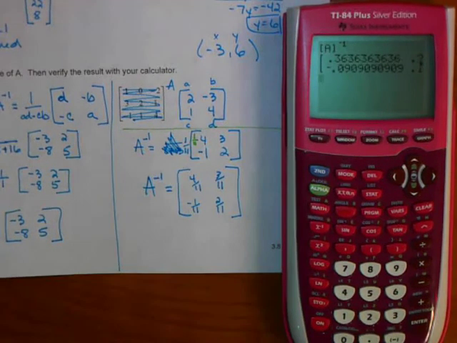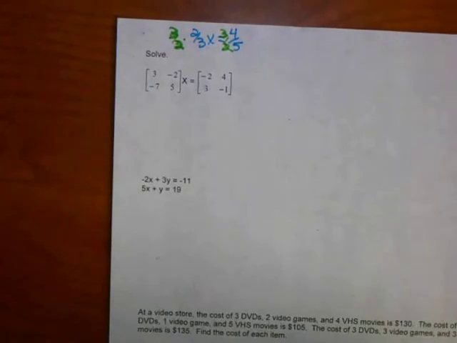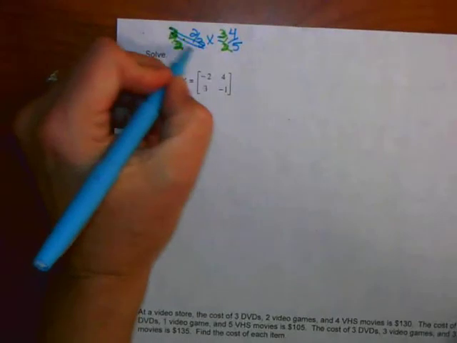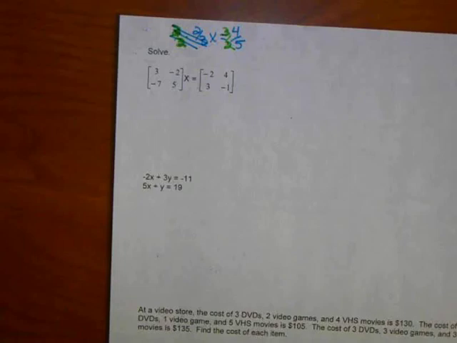But I got ugly decimals. So how do I get rid of the decimals? You hit math, fraction, fraction. Inverse. What happens to this? Correct? And I will get x equals whatever my answer is, correct?